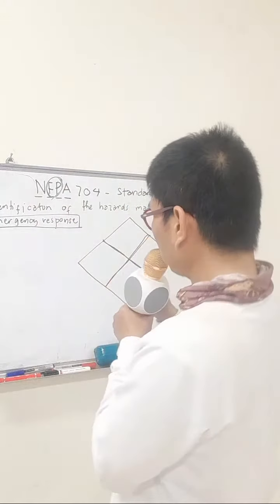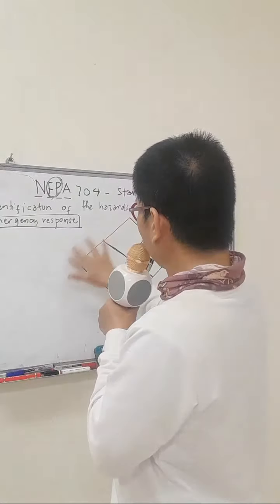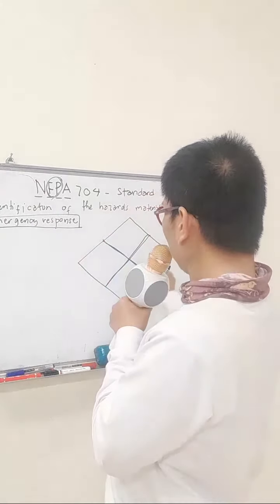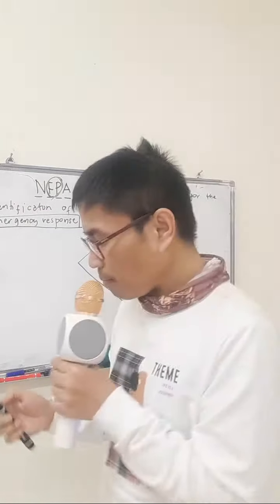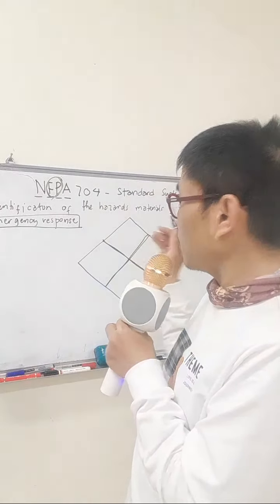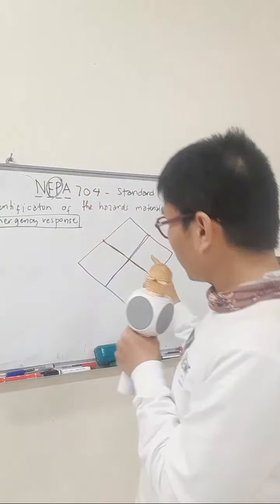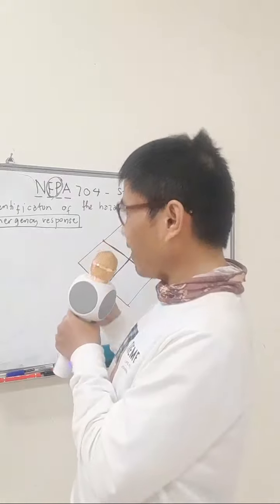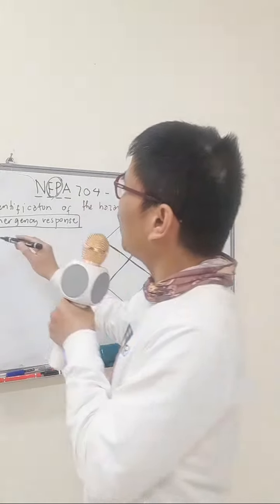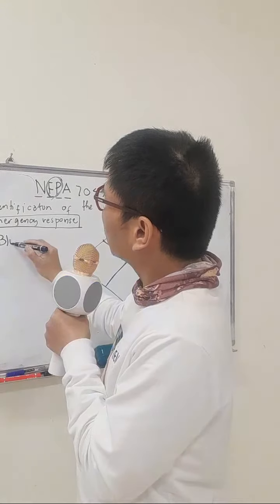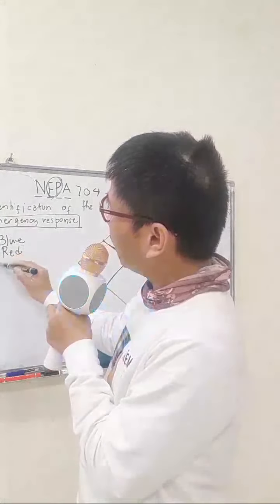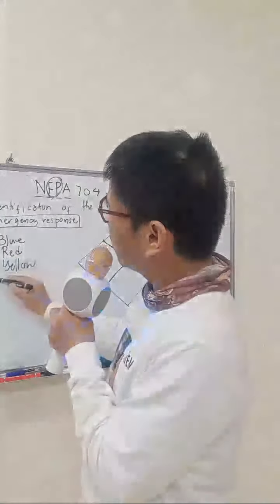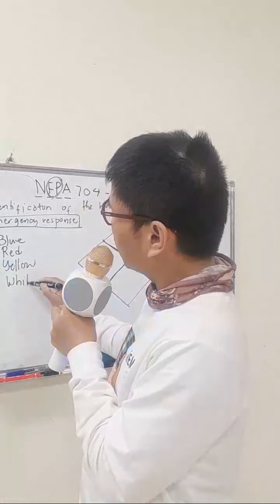Okay, now for this, guys, we have one, two, three, four, right? So there's a color for this. The specific colors are another thing also. Okay, wait. First, the blue. Second, the red. Third, the yellow. And the fourth is white. You get the point?